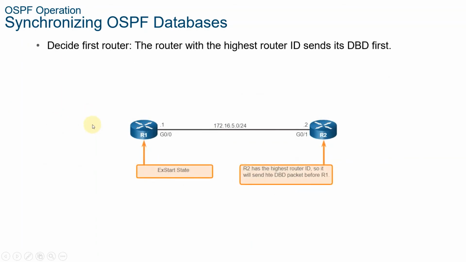All right, so let's get into the details. Decide the first router. In the ExStart state, the two routers decide which router will send the DBD packets first. Now the router with the higher router ID will be the first router to send DBD packets during the exchange state. So in the figure here, R2 has the higher router ID and sends its DBD packets first.